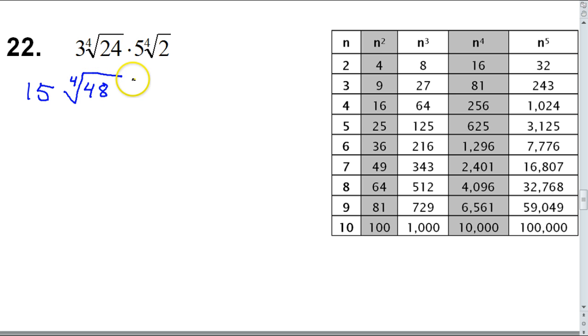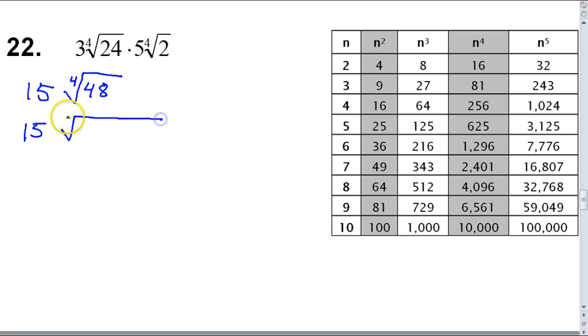Alright, it's 24 times 2. Okay, so because it's a fourth root, we will be looking at the fourth power column. Notice there is no 48 in the fourth power column. So we're going to have to break this up as something times something. Now 16 is the only thing that has a shot. 16 does divide evenly into 48.